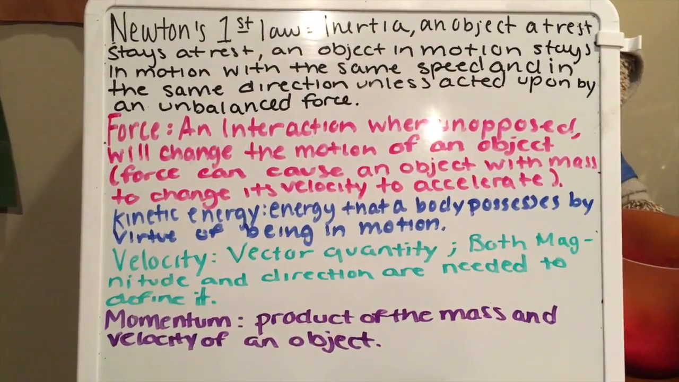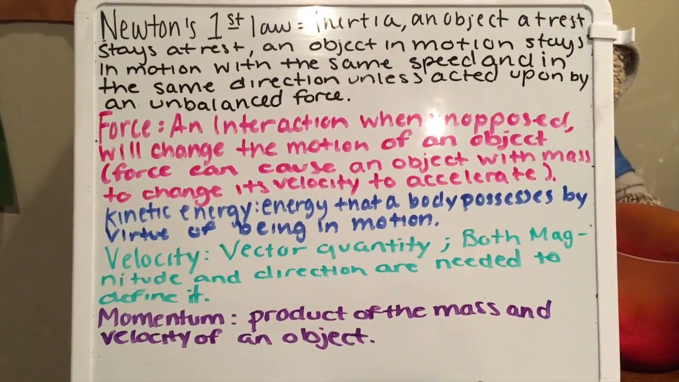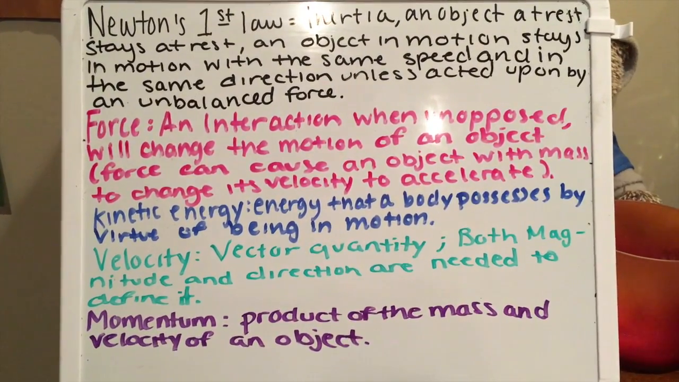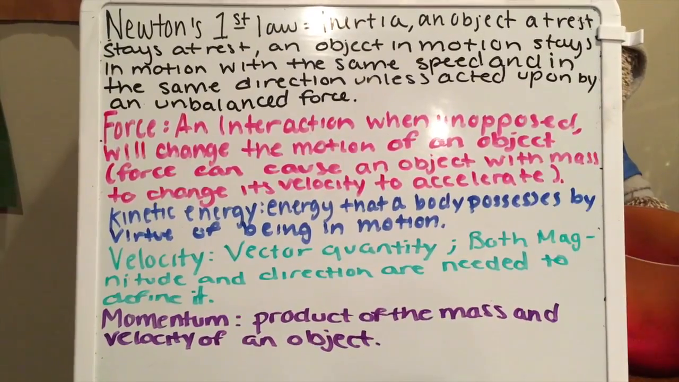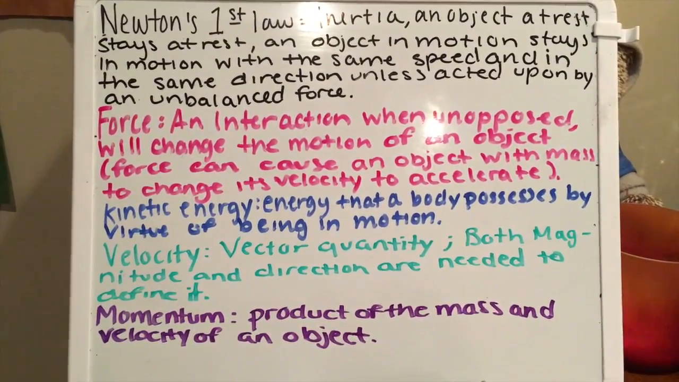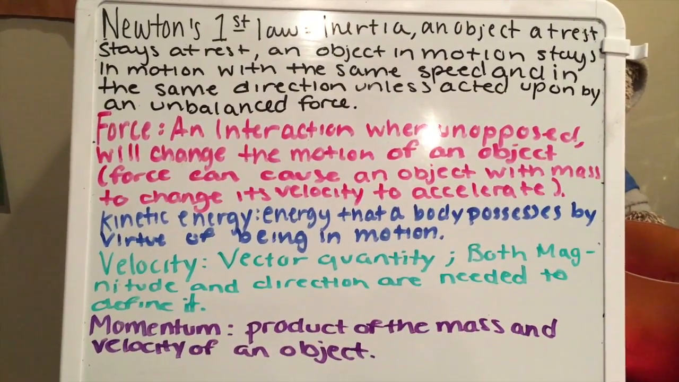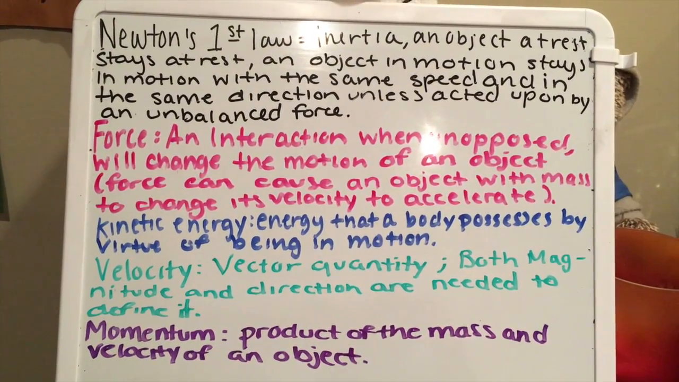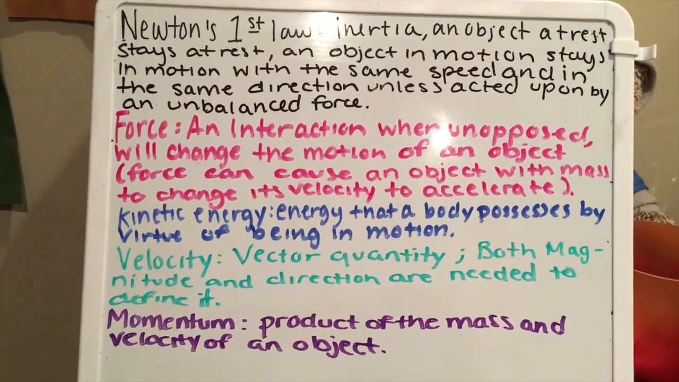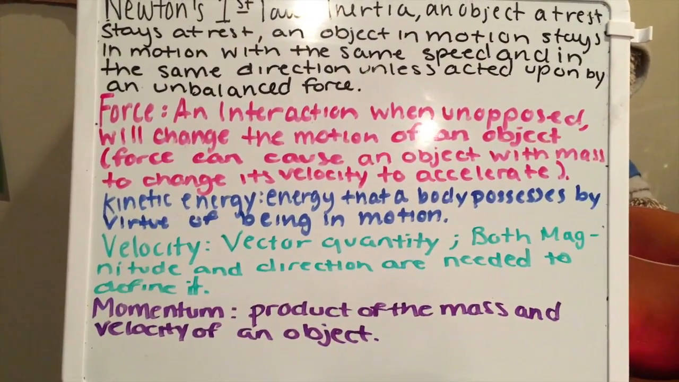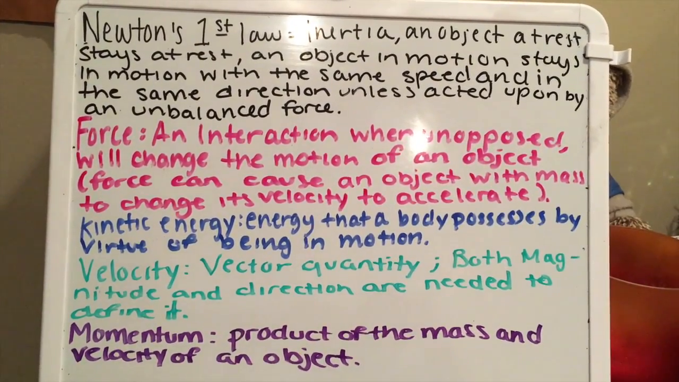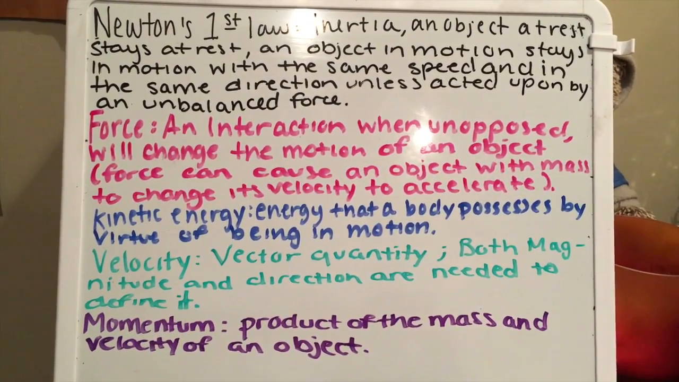Another subpoint is kinetic energy: energy that a body possesses by virtue of being in motion. Another subpoint is velocity, which is a vector quantity, where both magnitude and direction are needed to define it. Another subpoint is momentum. This is the product of mass and velocity of an object.